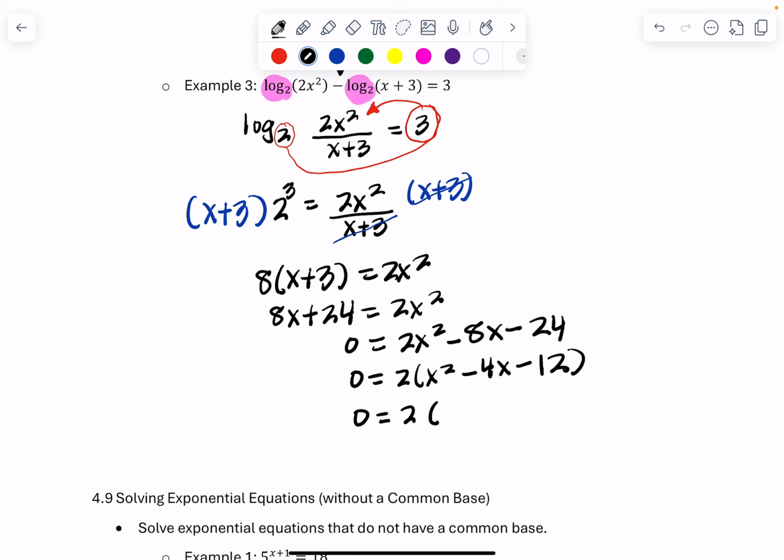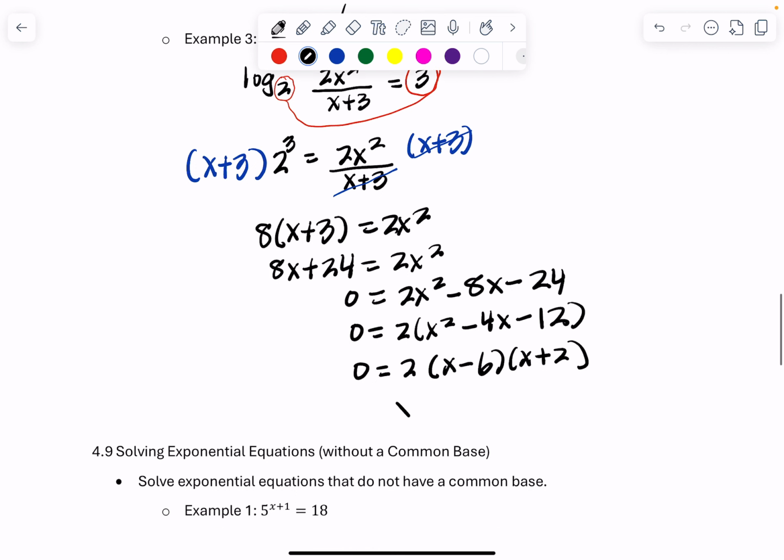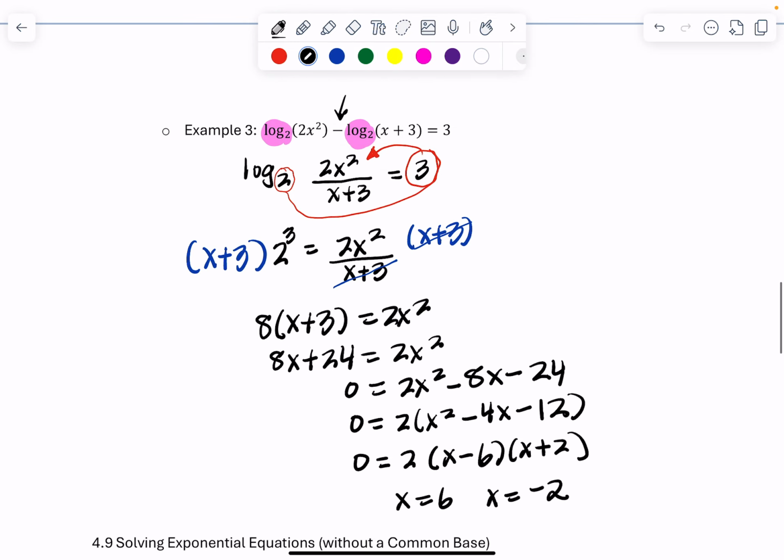So now let's see, factors of 12 that subtract to get 4, that's 6 and 2. Yeah, that works. Okay, so that means x is equal to 6 or x is equal to negative 2. All right, I have a negative answer, so I want to check it.